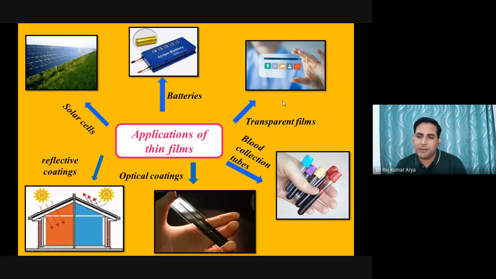Now, transparent films are being used to make your ID cards, your panels, also digital and display panels. And blood samples these days are also being collected in tubes that are thin films. All glass tubes have been replaced these days because of the fragile characteristics of glass.